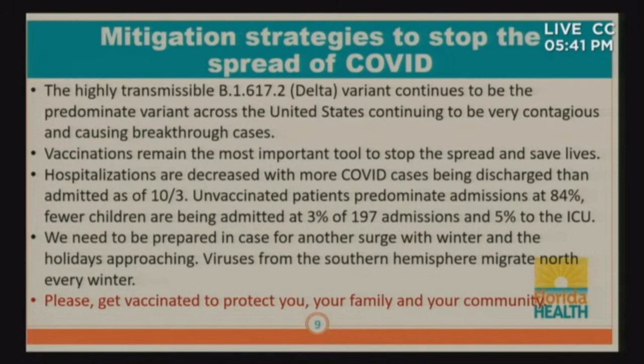Fewer children are being admitted. They only make up 3% now of the admissions, of the 197 admissions that we had. And 5% of the kids are in the ICU only. So those numbers have gone down. So we're going in the right direction, but it's still in high transmission.